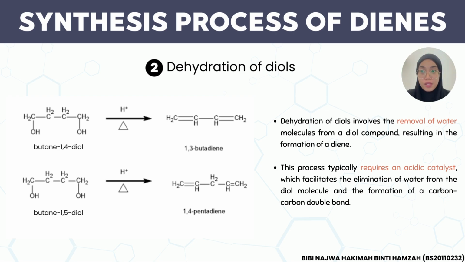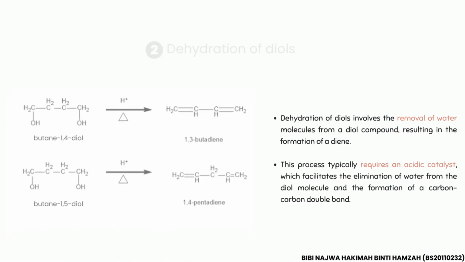For example, let's consider 1,4-butanediol as the diol. When treated with a strong acid catalyst such as sulfuric acid at high temperature, water molecules are removed from the diol, leading to the formation of a conjugated diene called 1,3-butadiene. Next, when pentane-1,5-diol is treated with the same process, it will form an unconjugated diene, which is 1,4-pentadiene.